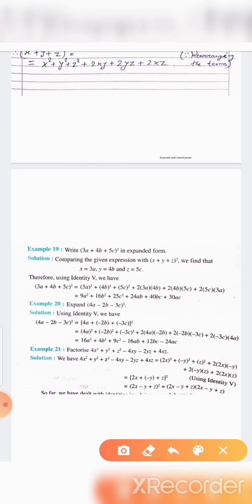Factorization: 4x square plus y square plus z square minus 4xy minus 2yz plus 4xz. Here the expansion looks like the reverse of identity number 5. It means it will look like the RHS part of the identity number 5.